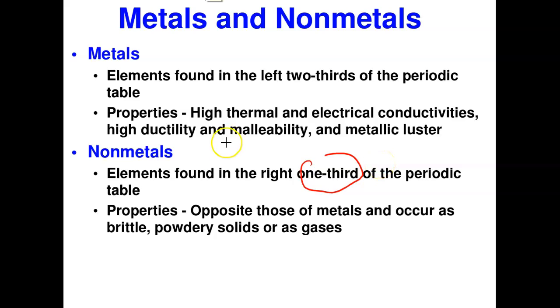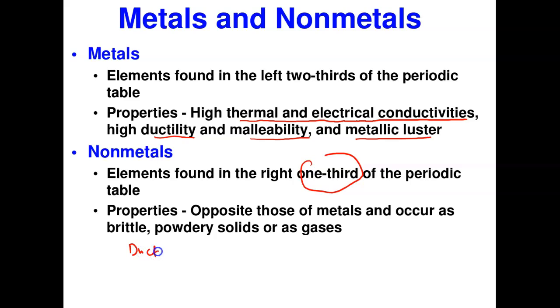So, what are the properties of metals? Remember, the metals are good thermal and electrical conductivity. They conduct heat and electricity very well. They are highly ductile, and they are malleable, and they have metallic luster. Remember what some of these things mean. Of course, the one that might be confusing is ductility.